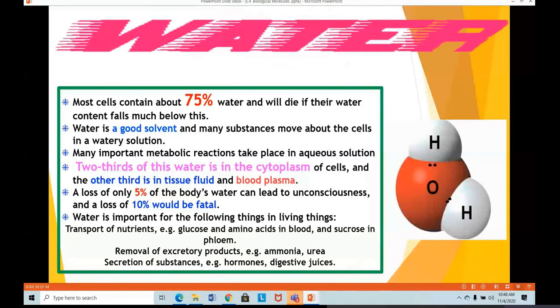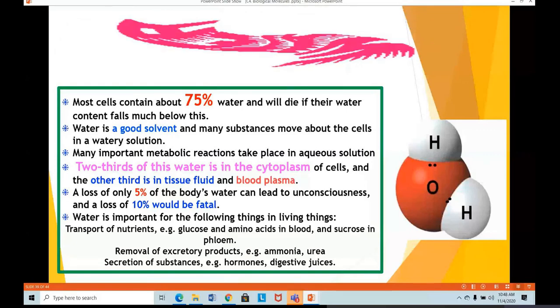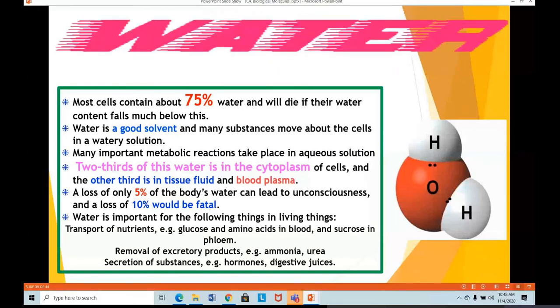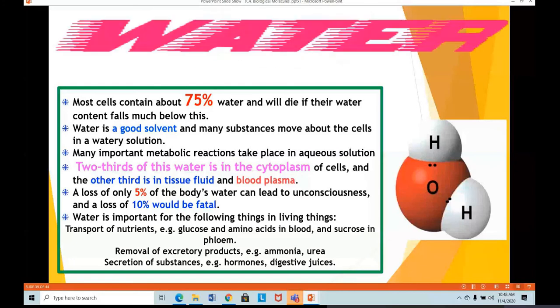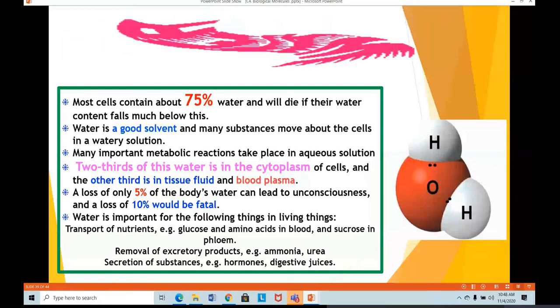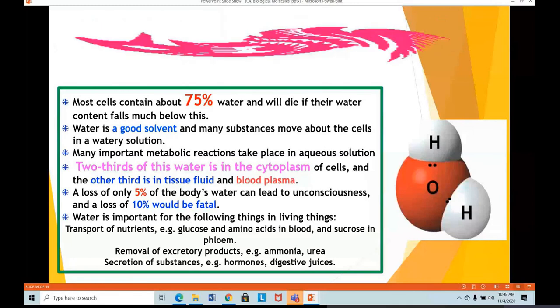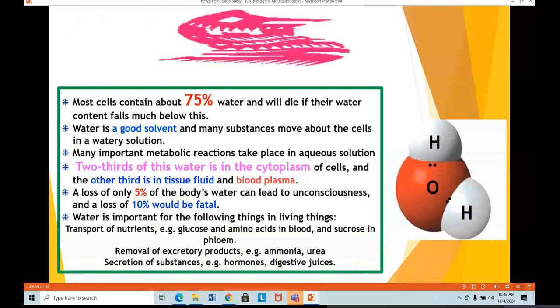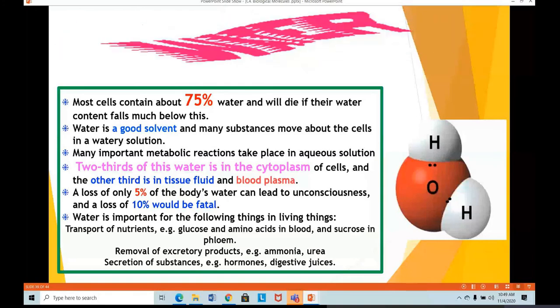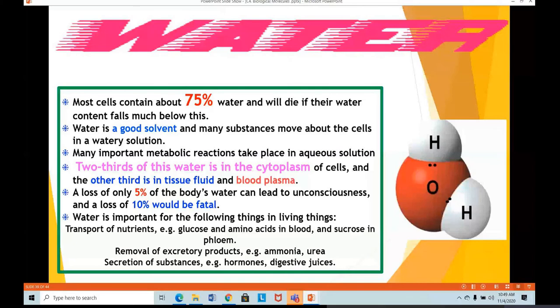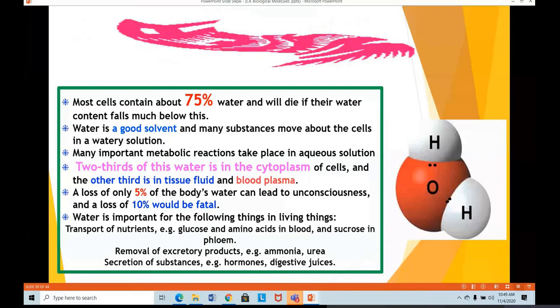So let's talk about water now. So we already studied that water is also an important component, not only in the human body, but we need also to drink water. Water has various uses, isn't it? So most cells contain about 75% water and will die if their water content falls much below this. So water is a good solvent, and many substances move about the cells in a watery solution. Many important metabolic reactions also take place in aqueous solution, and 2/3 of this water is in the cytoplasm of the cells, and 1/3 is in the tissue fluid and the blood plasma.